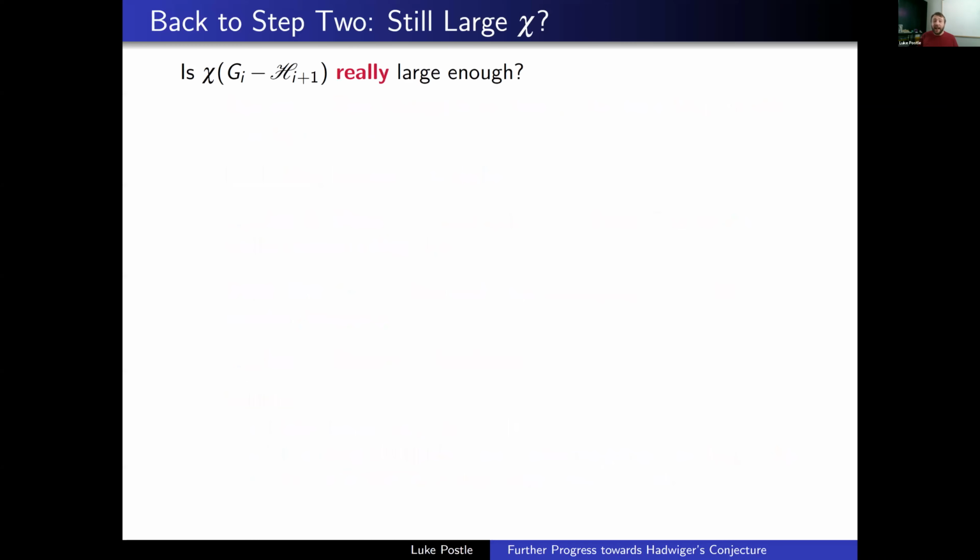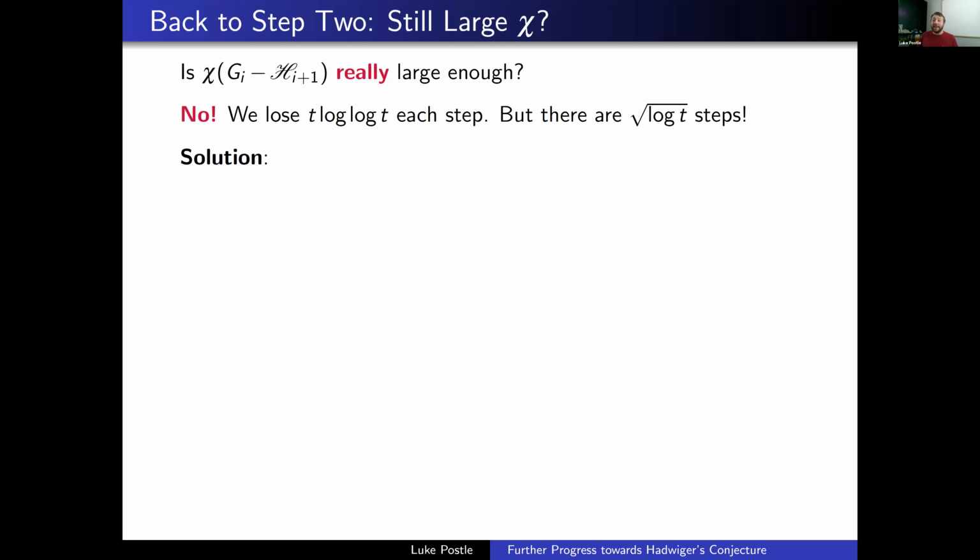So ensure redundancy. Okay, and then I have to say one last thing, and then I'll finish up. There's one last problem. I lied about step 2. Is the chromatic number really large enough? Because I said we lose only T log T at each step. That's fine for the first step. It's fine for the first few steps. But I lied, because there are square root of log T steps, right? So you'd actually lose T root log T chromatic number. That's too much. And the solution to that is to rebuild the minor at each step. You can do the next step and not lose too much.